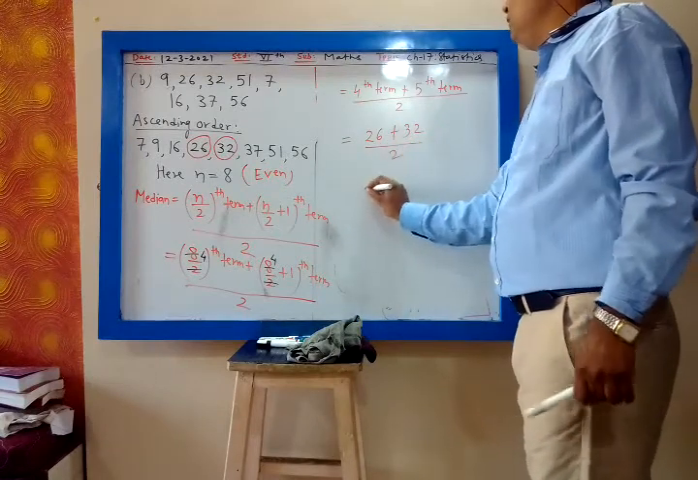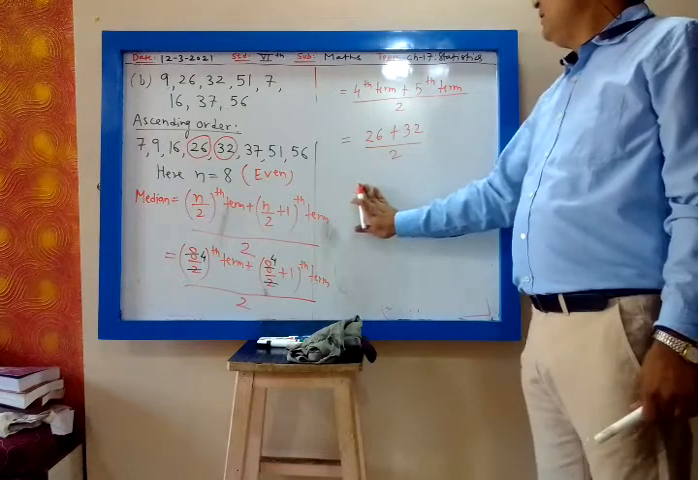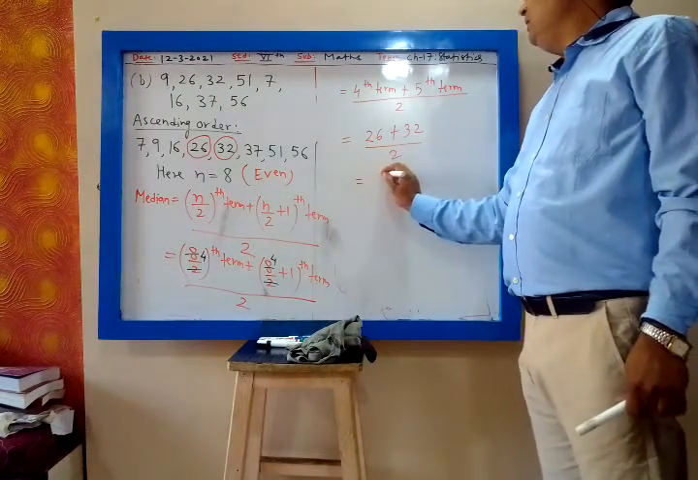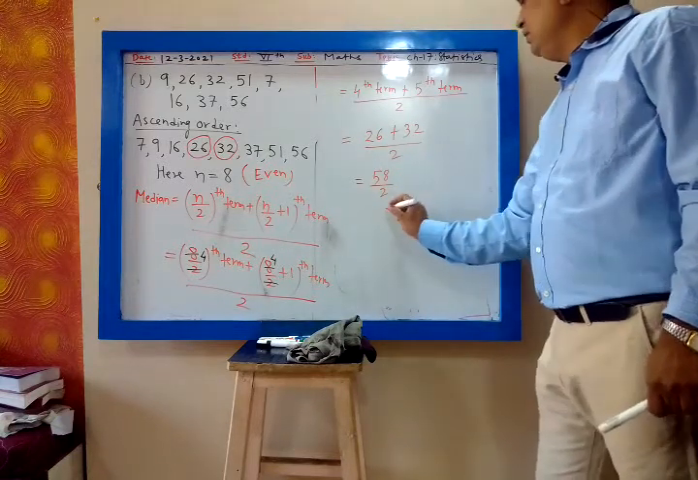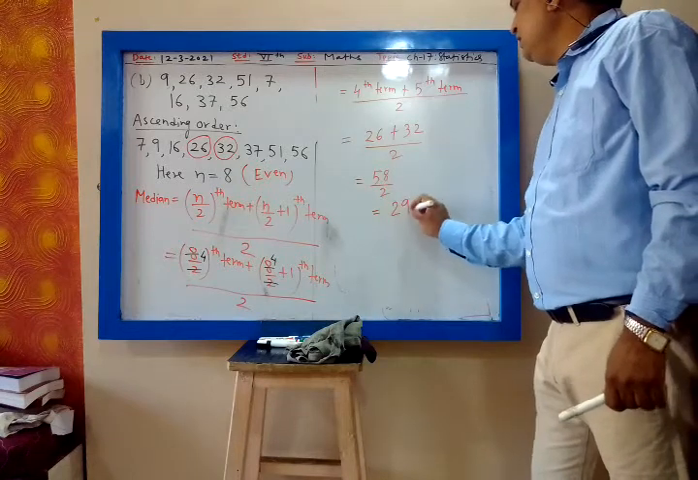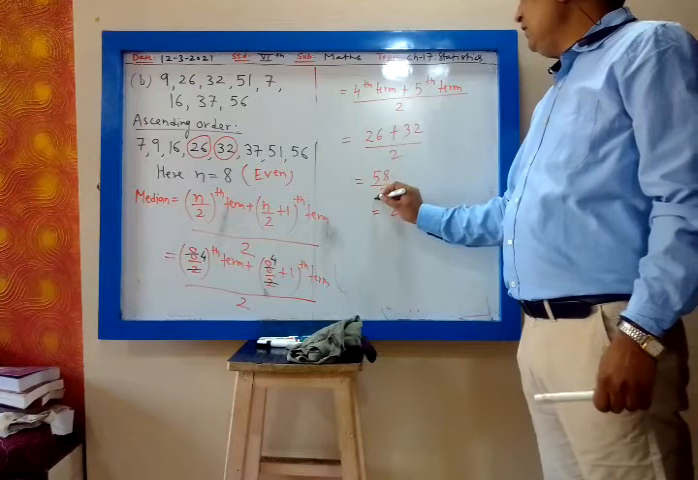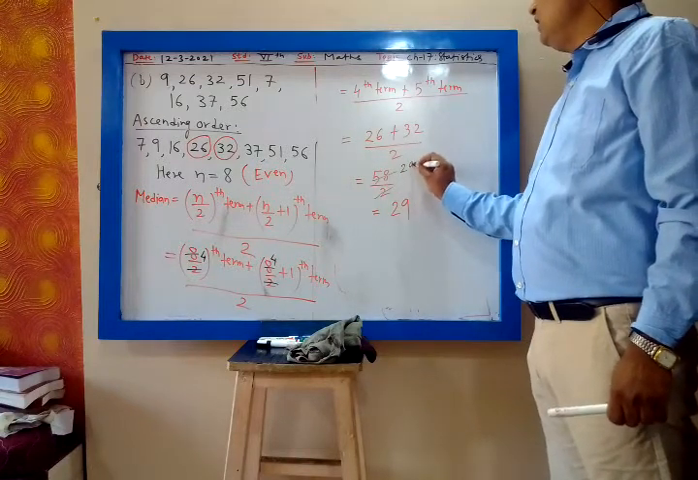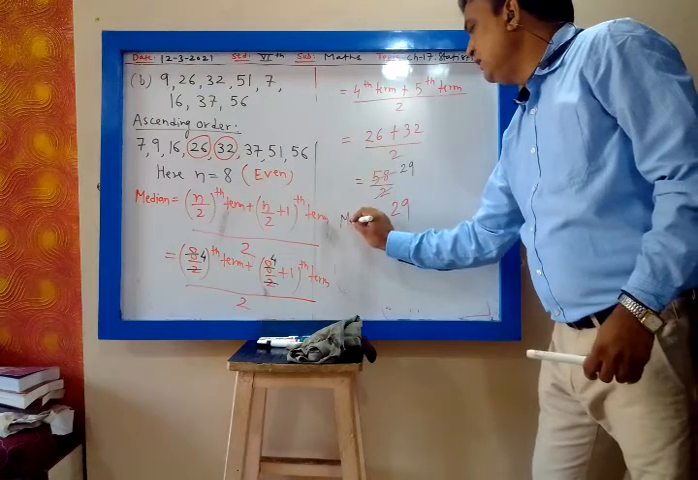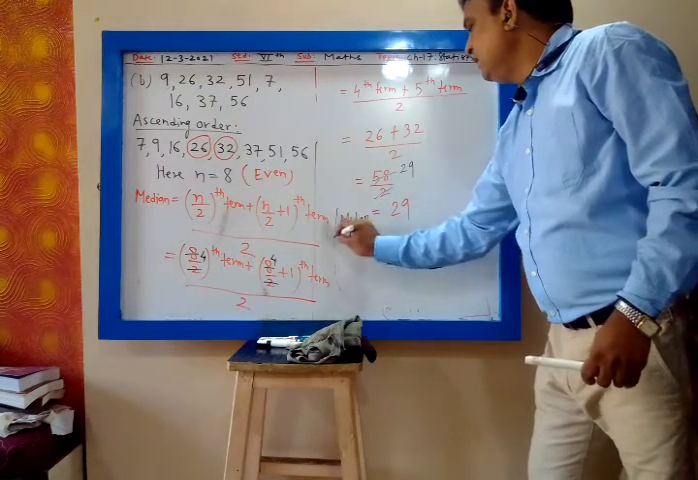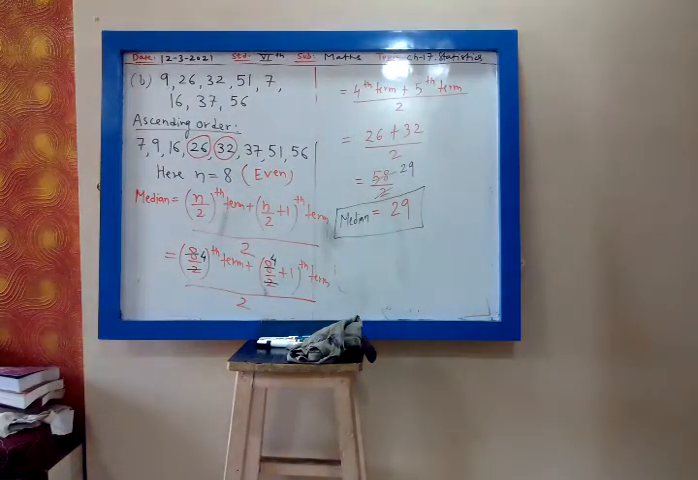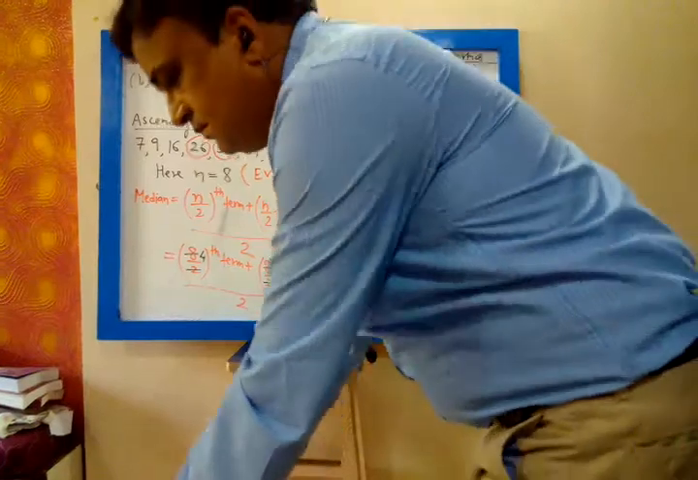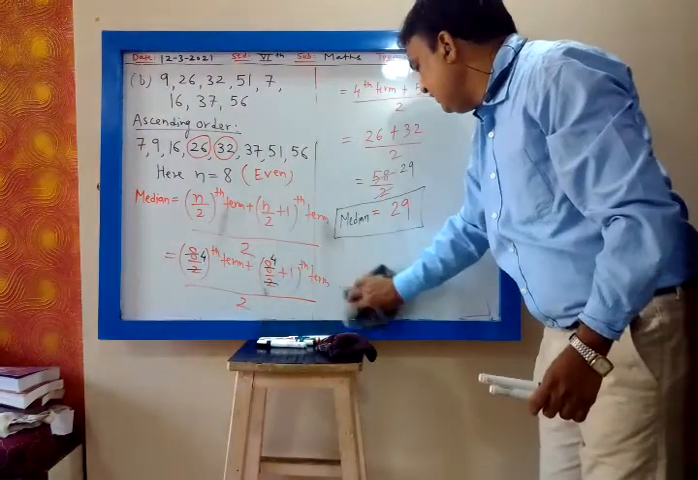So 26 plus 32. What is 26 plus 32? 58. 58 divided by 2. 2 2s are 4, 2 9s are 18, that is 29. So the median is 29. Write this down. Median is 29. The board is very clear, right? Median is 29.